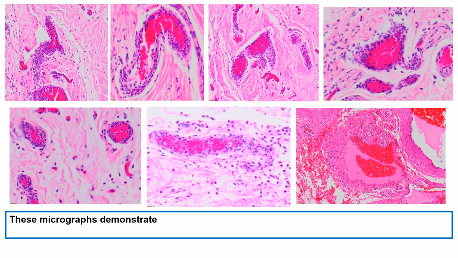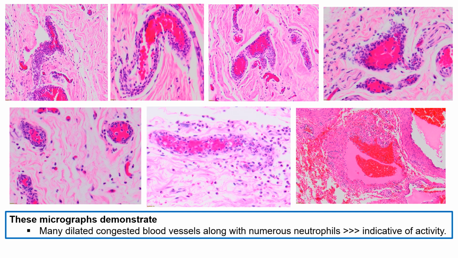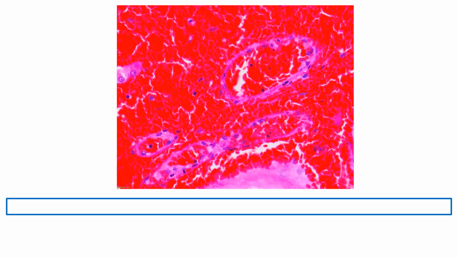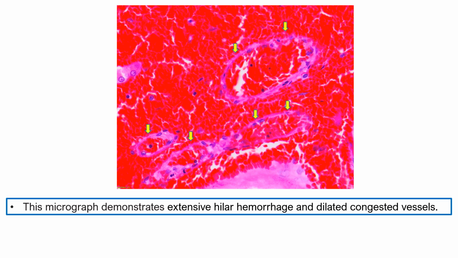These micrographs demonstrate many dilated congested blood vessels along with numerous neutrophils, indicative of activity. This micrograph demonstrates extensive hilar hemorrhage and dilated congested vessels.